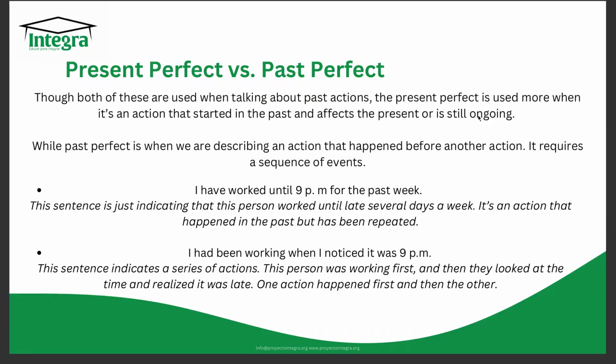Now, what are the differences between these tenses? There are a few that are very similar, or that the formulas and the words they use are very similar, but they are different. So, for example, what's the difference between present perfect and past perfect? Both of these are used when we're talking about things that happen in the past, right? Past actions. But the present perfect is used more when it's an action that started in the past that affects the present or is still ongoing. That's the key idea, the key thing in present perfect.